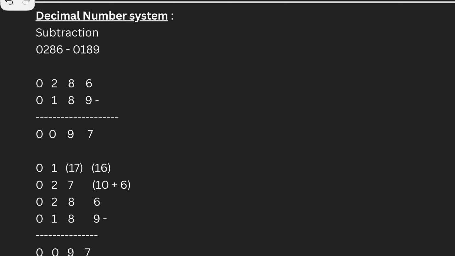Again, we are going to follow the exact same approach. We will first discuss the subtraction in the decimal number system. Let's say I want to subtract 286 from 189. Answer should be 97, but it's not very straightforward.